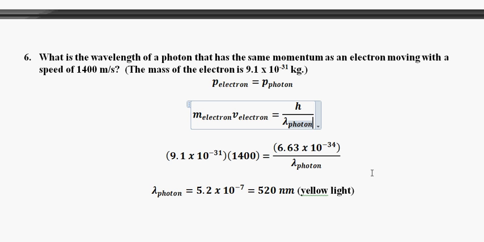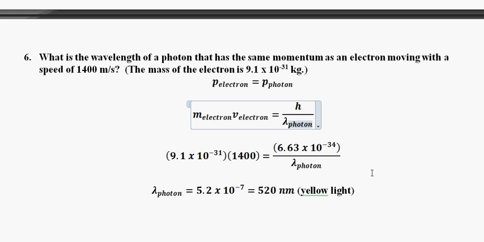1400 meters per second? You'll recall I said that photons have properties that make them look like particles and properties that make them look like waves. Well, one of their particle-like properties is that they have momentum. You remember from when we did collisions and conservation of momentum, that momentum is mass times velocity. Well, photons don't have any mass.